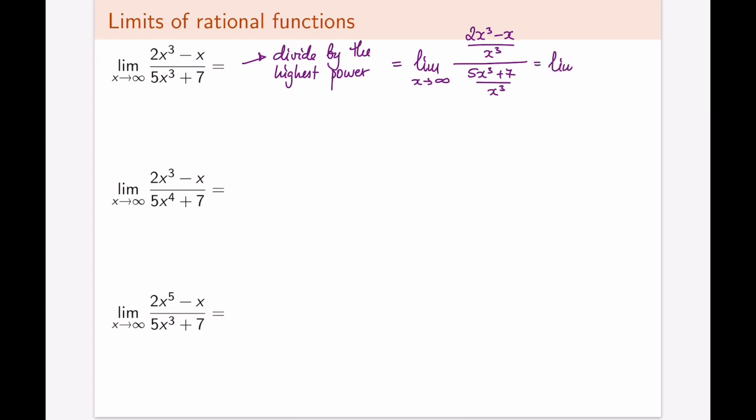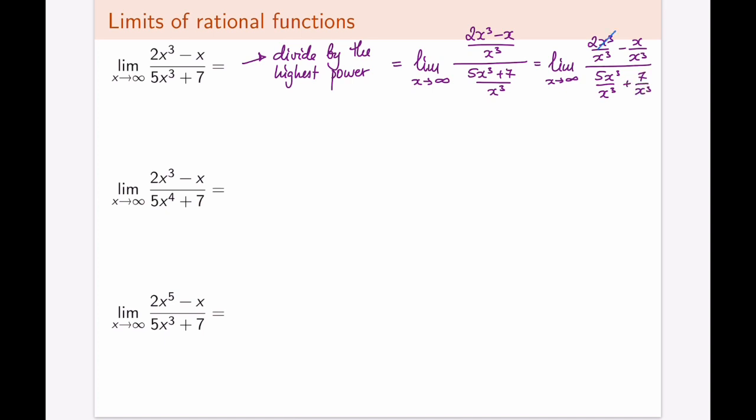And what I'm going to do in the next step is I'm actually going to undo the common denominators on the top and on the bottom. So what I'm going to do on the top is break up this fraction into the left part and the right part, right? It's kind of like splitting apart the common denominators if I've ever done common denominators. So I have 2x cubed over x cubed minus x over x cubed all over, and I'm going to do the exact same thing on the bottom. 5x cubed over x cubed plus 7 over x cubed.